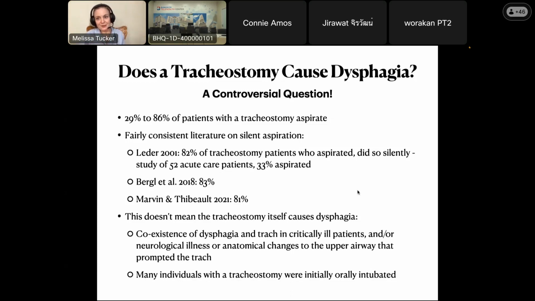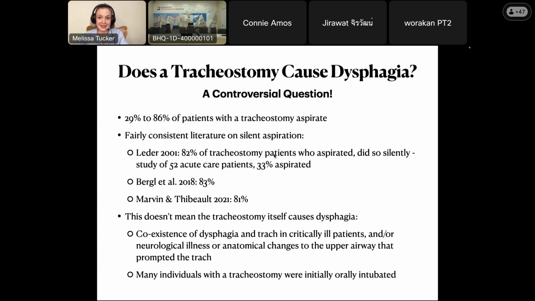The literature varies widely as far as what percentage of patients with a tracheostomy aspirate. And that goes back again to the fact that this is a heterogeneous patient population. I would say that these numbers vary so widely that the answer is that no one really knows. But we do know that many patients with a tracheostomy have dysphagia and are at risk for aspiration. One thing that's very consistent in the literature is that of patients with a tracheostomy who do aspirate, the percentage of the time that that aspiration is silent is high. It's almost 4 out of 5.